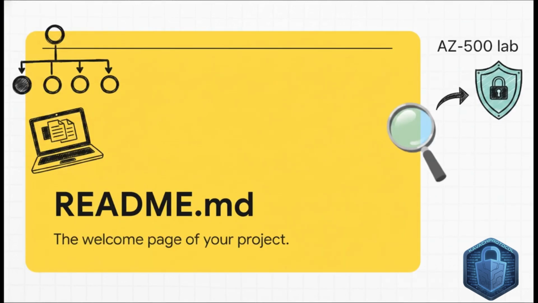Though honestly, for this beginner portfolio, we are mostly just going to stay safely right on what's called the main branch. Finally, the README.md file. This is the welcome page of your project. It's just a simple text file written in Markdown format, but GitHub takes it and automatically renders it as a beautifully formatted front page. This is the critical space where you get to document exactly what you built for your AZ500 lab and why you built it. It serves as that all-important storefront for employers who really want to see your skills in action.